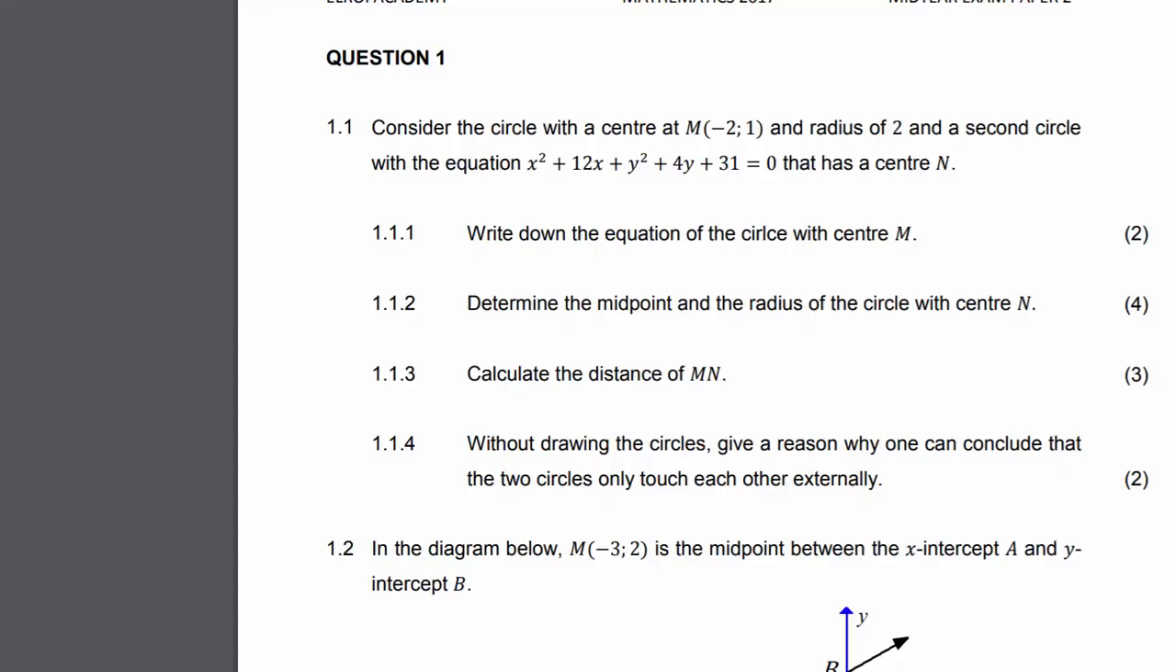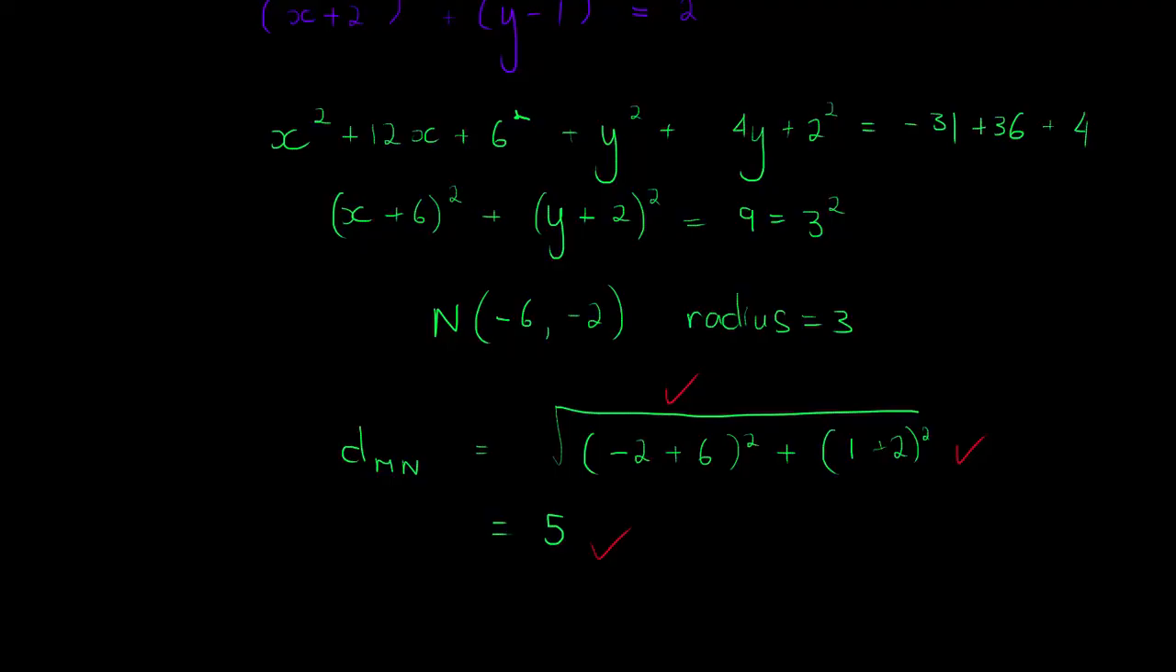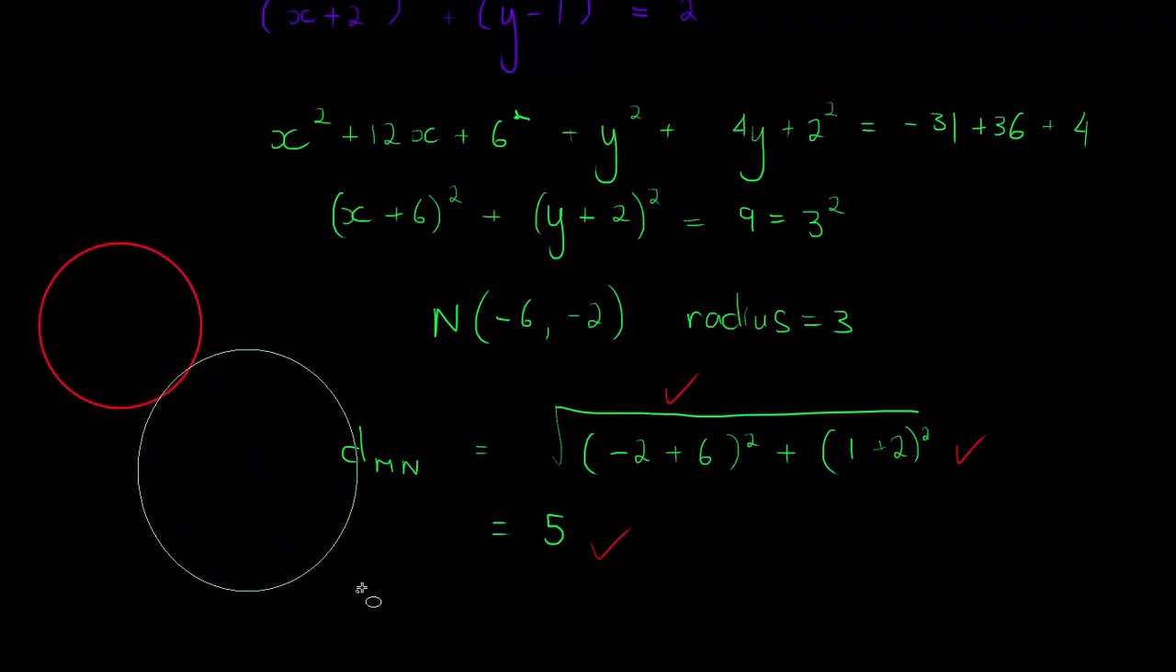The next question is, now without drawing the circles, give a reason why one can conclude that the 2 circles only touch each other externally. Touching each other externally means that I have one circle, and then I have another circle that touches it like that. Now how would you know by the information that we have that this is indeed the case?